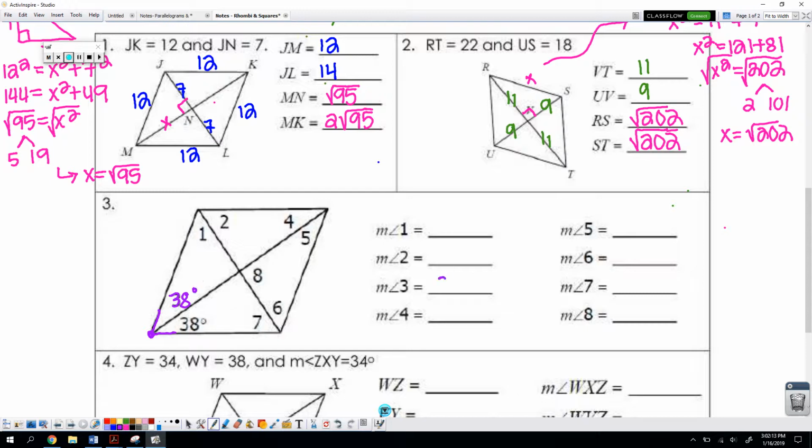So for angle 3, we have 38. All right, and directly opposite is exactly the same thing. So we have 38 degrees and 38 degrees, and that's for 4 and 5.